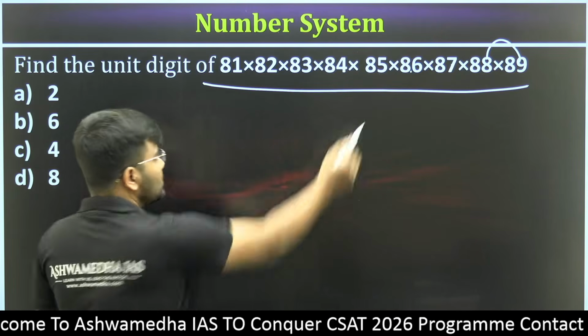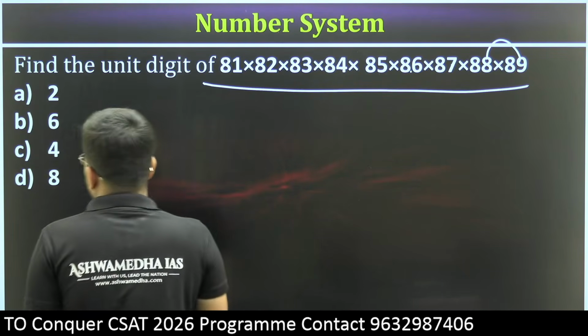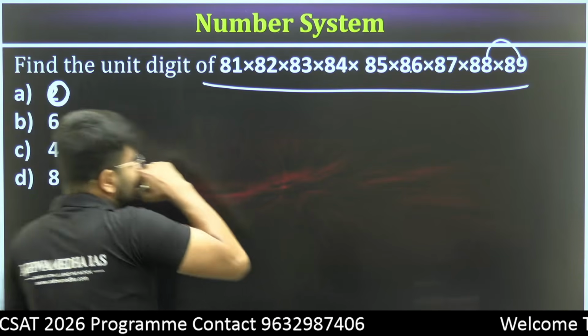Once you get 0, right? 0 4s are 0. 0 3s are 0. 0 2s are 0. 0 1s are 0. So the unit digit would be what? The unit digit would be 0.